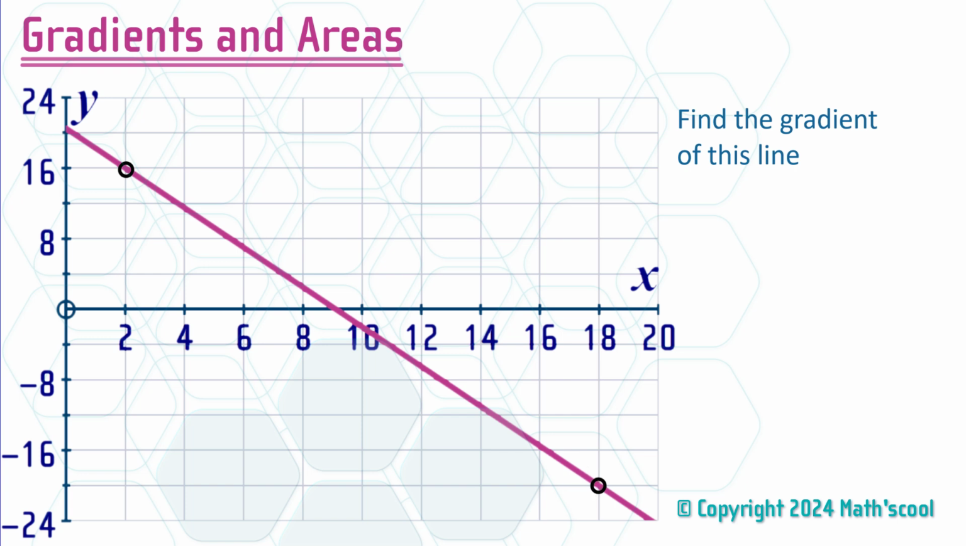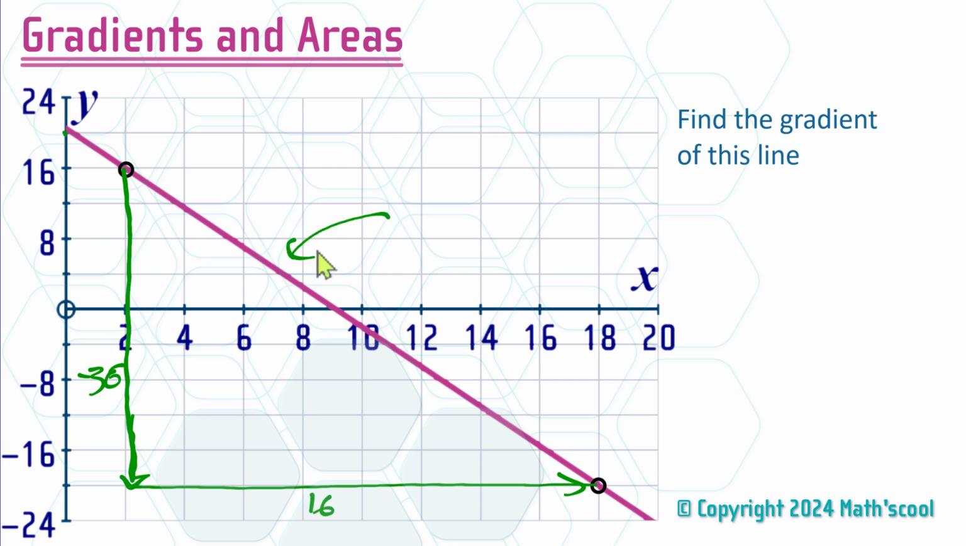Okay, so then I ask myself, to get from this point to this point, how much do I have to go up? Well, I'm going from this point down to here. So that's from 16 down to, well, that'll be -20. So that's going to be -36. And then how much do I have to go across? And that's going to be from 2 to 18, so that's going to be 16. So the gradient of this line is -36 over 16.